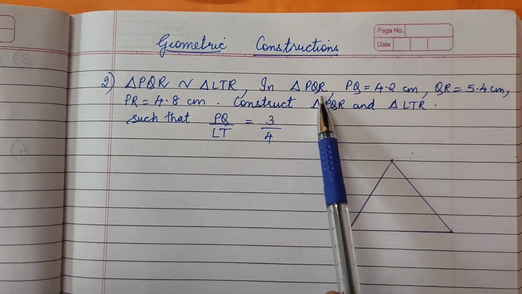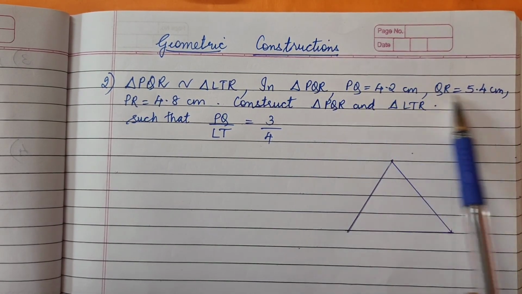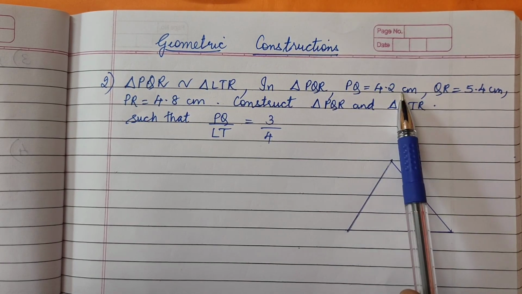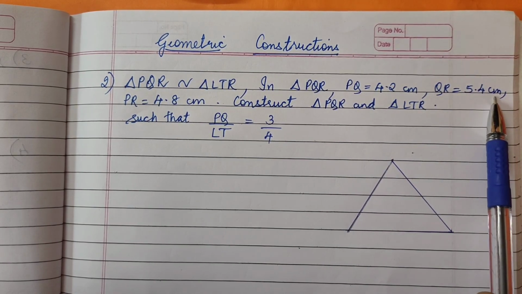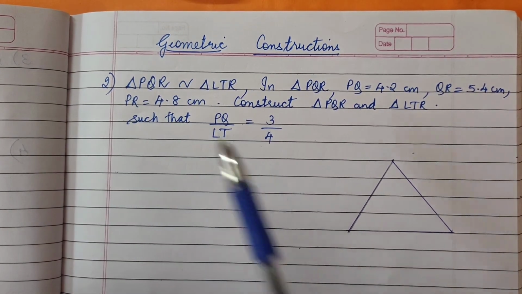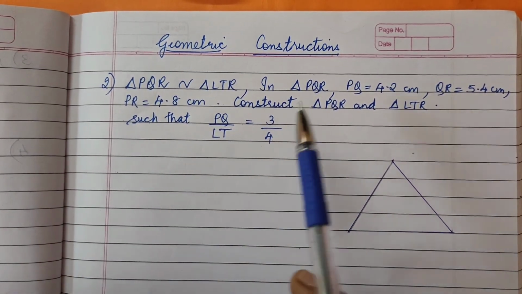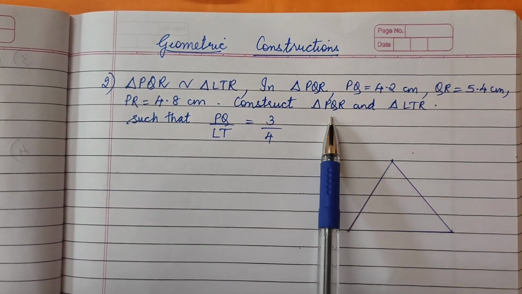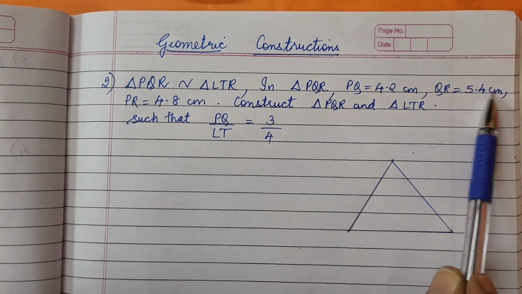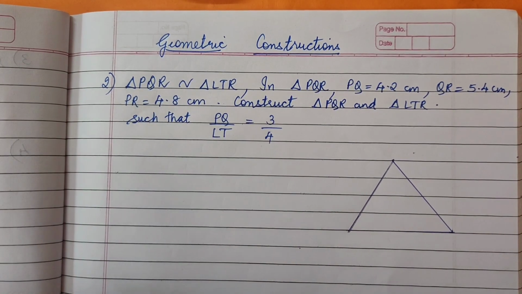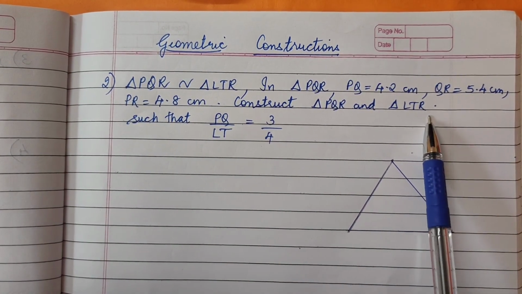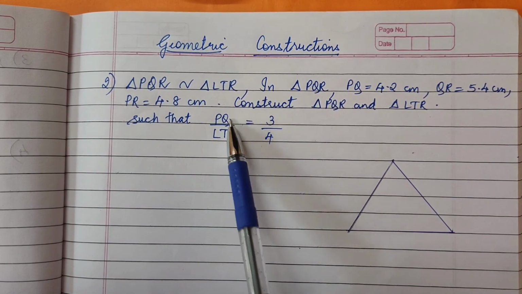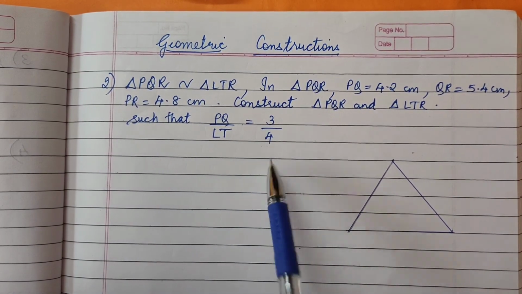In triangle PQR, they have given the detailed information about the triangle PQR. PQ is 4.2, QR 5.4 centimeter and PR 4.8 centimeter. Construct triangle PQR and triangle LTR. We can construct triangle PQR easily because we got all the information of its sides. But we need to construct LTR, right? And after that they said such that their ratio is 3:4, or 3/4.